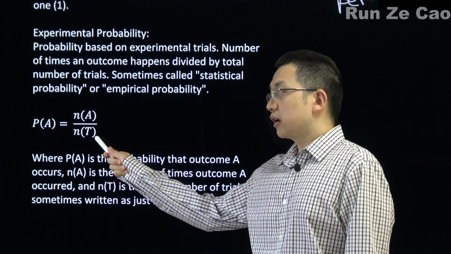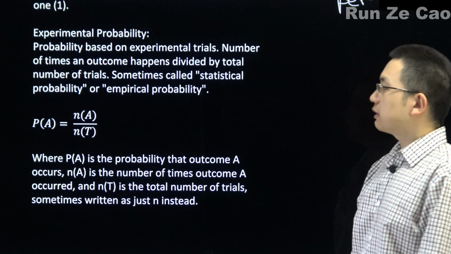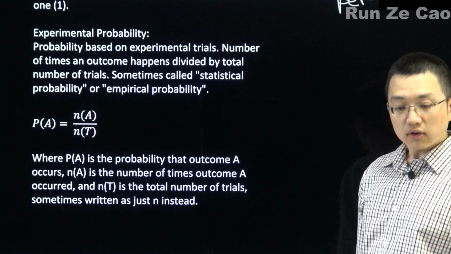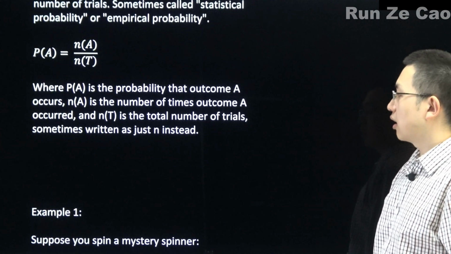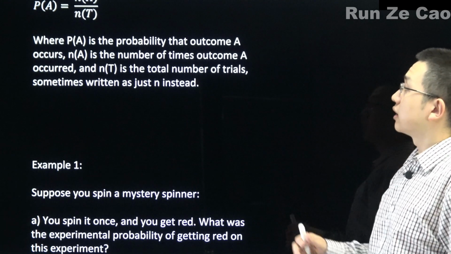You don't necessarily put a T here. This NT can also be written just as N. And later on in statistics, it generally is written just as N. But for now, we write it like this because a lot of textbooks at this level do have it as NT.